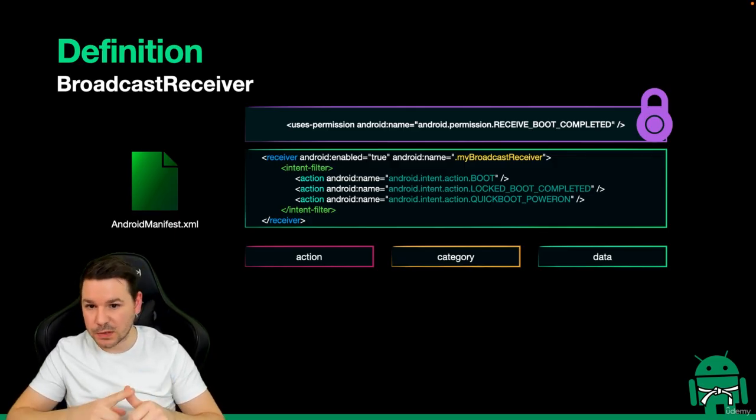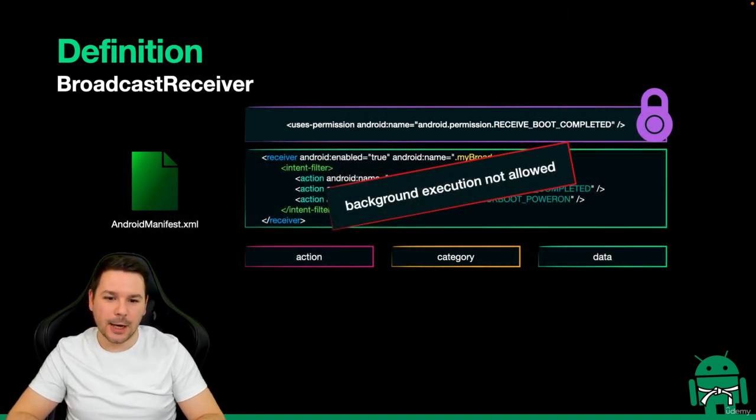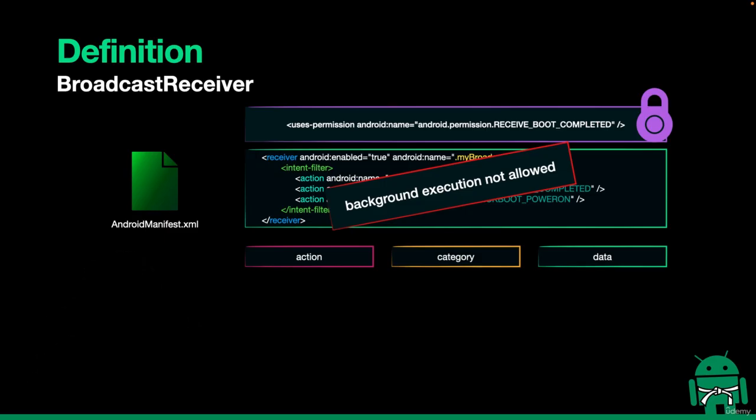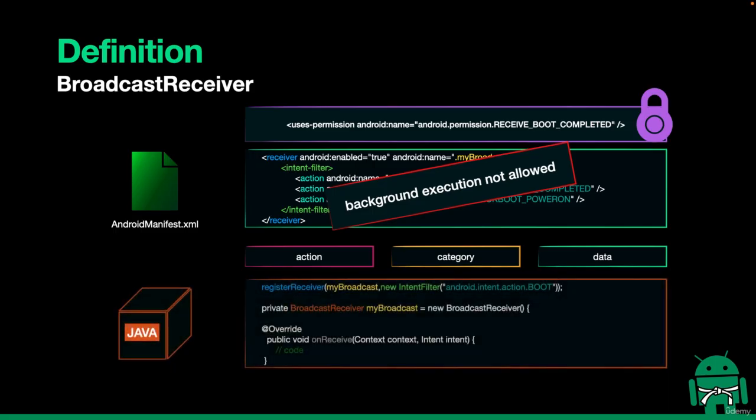These could be system permissions, or it could also be user permissions tied to them. So if you want to use them, we have to request those permissions. Alright, but this approach is unfortunately outdated since version 8, so this is not working anymore. You get an error: background execution is not allowed. Therefore, we have to define it in the Java code directly, and it looks like this.